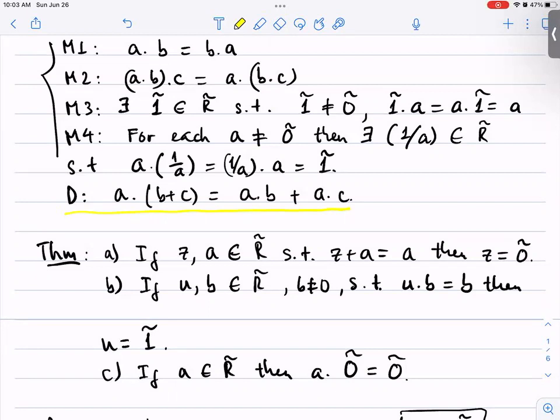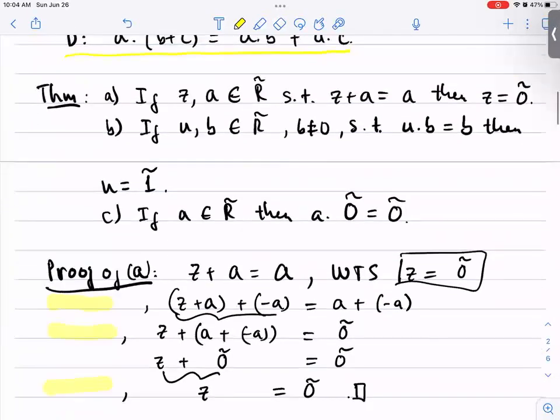Now we're gonna use these properties, the axioms, to deduce several theorems and corollaries about these real numbers. The first theorem here has several statements. The first statement says that if Z and A here are elements in the set of real numbers such that Z plus A equal to A, then Z must be equal to the zero element.